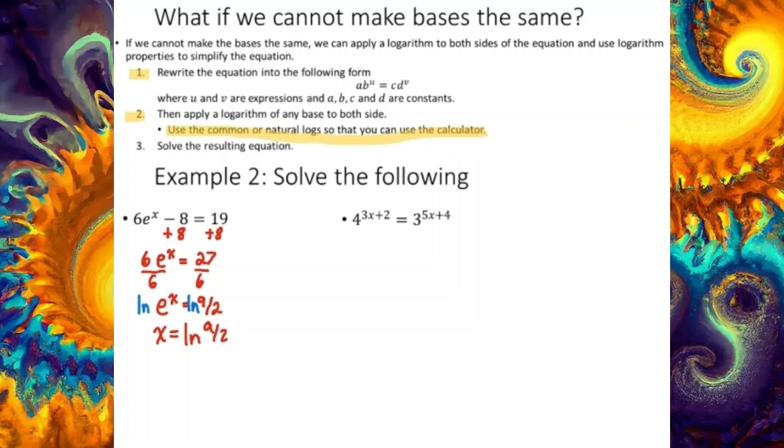It does seem very tempting to use either log base 4 or log base 3. However, those aren't necessarily calculator friendly. Instead, we're going to stick to common log or natural log. Here, I'm going to apply the natural log to both sides, just because natural log is 2 letters as opposed to log, which is 3. But this will work no matter which of the two you pick.